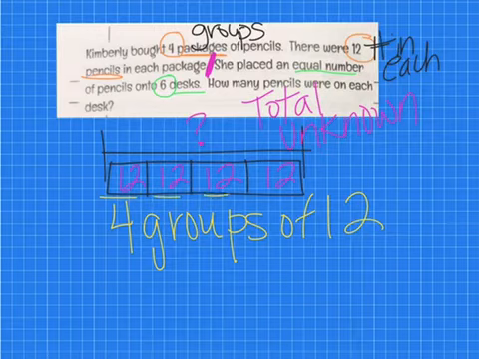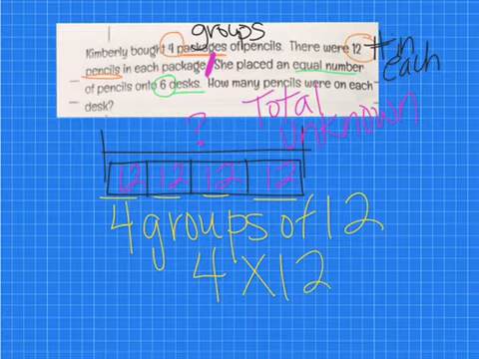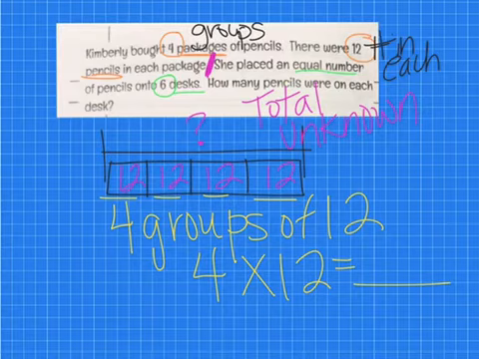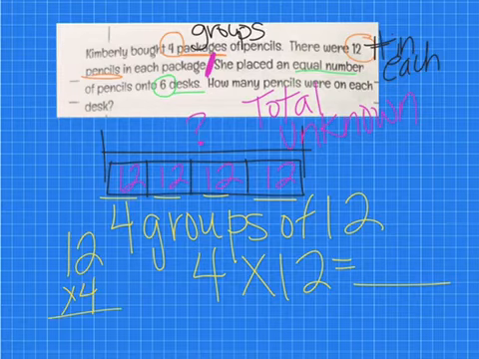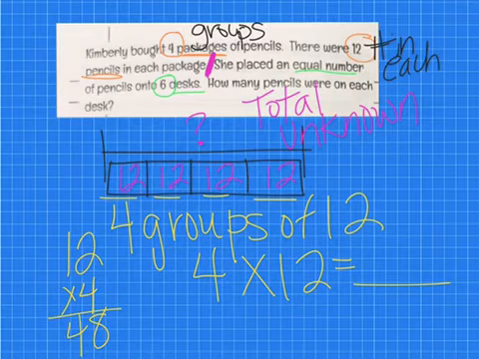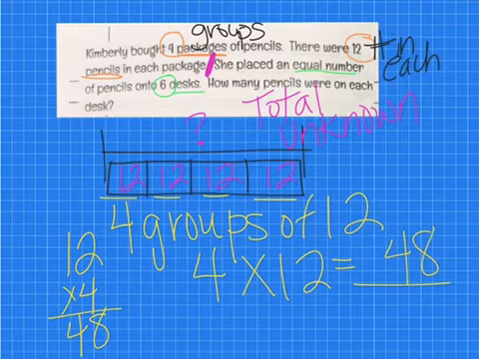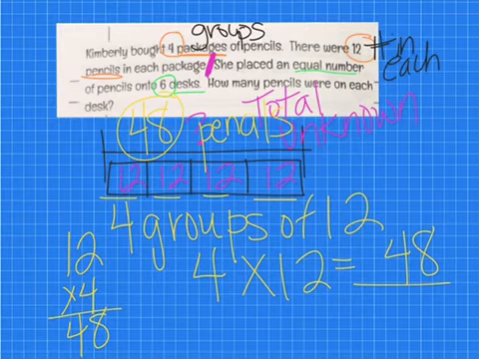So now I can show it as 4 groups of 12 because that's what I have. 1, 2, 3, 4 groups of 12, which is the same as 4 times 12 equals, well, that's what we're trying to figure out. What is 4 times 12? So I could skip count by 12 4 times, or I can multiply 12 times 4. 4 times 2 is 8. Then 4 times 1 is 4. So my answer is 48. There's a total of 48 pencils in all 4 of her packages.